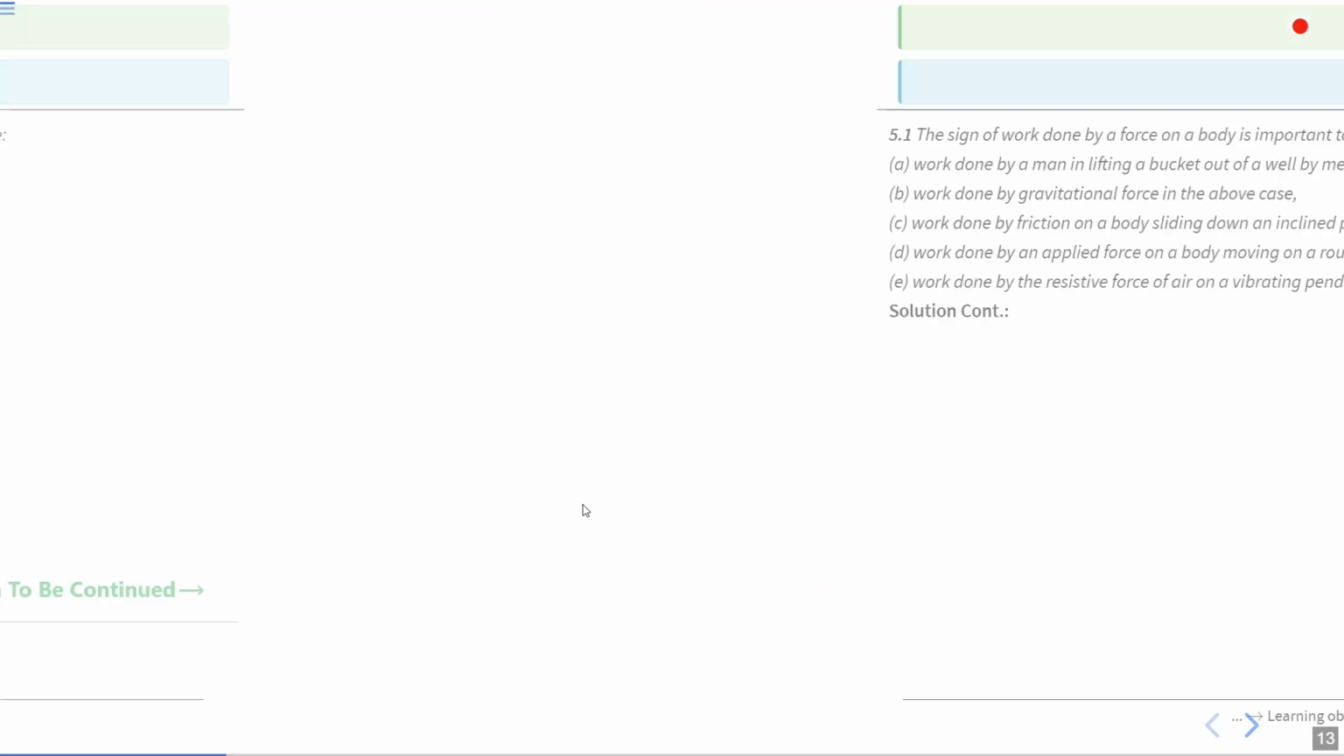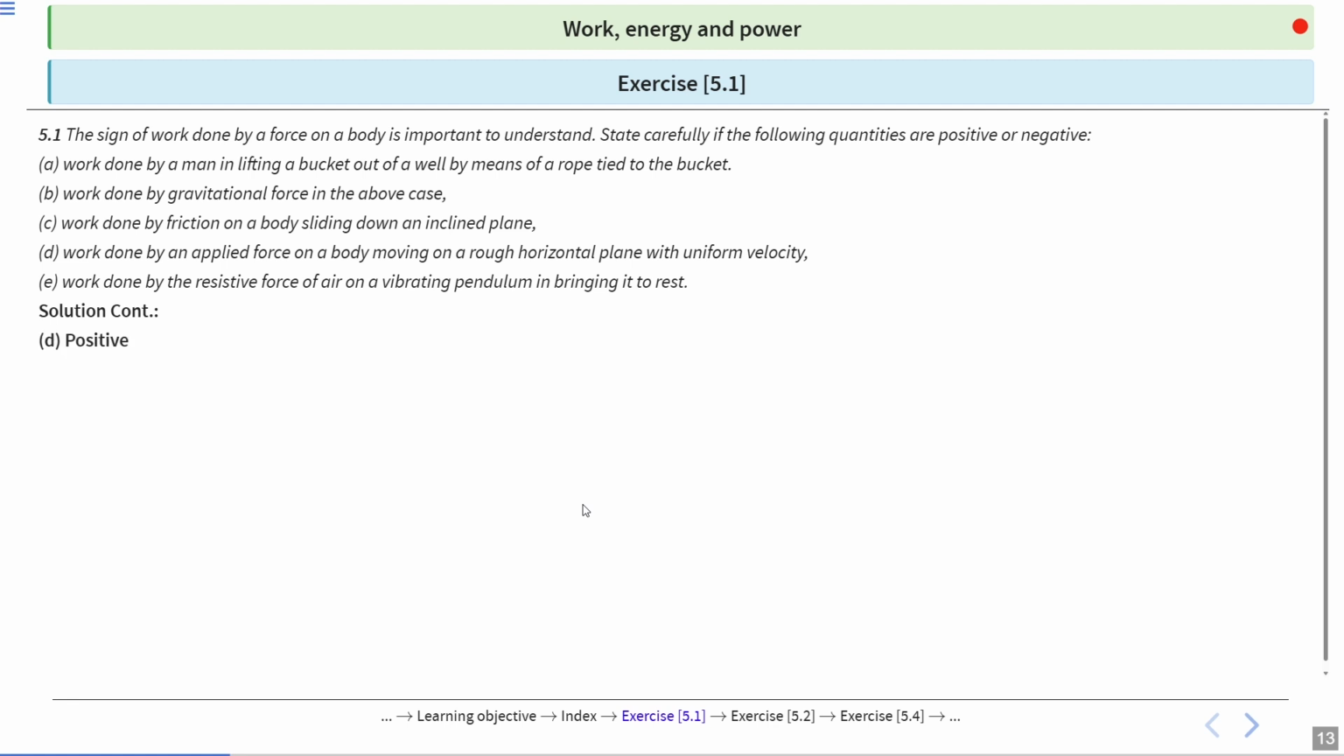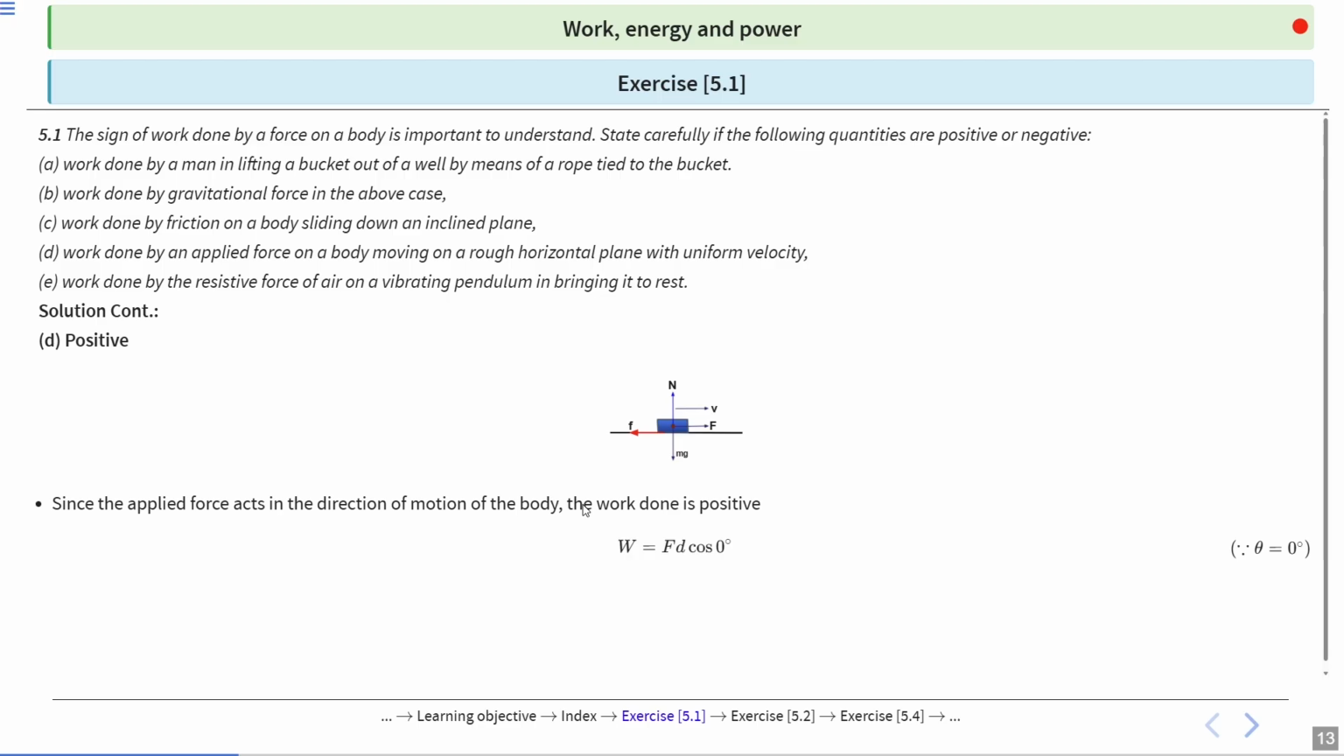Now we know our answer is positive. Since the applied force acts in the direction of the motion of the body, the work done is positive, because the direction of displacement and the applied force are both in the same direction. So theta is 0 degrees. So FD cos 0 degrees. It means work done is positive because cos 0 degrees is 1. So FD is greater than 0, which shows positive work.